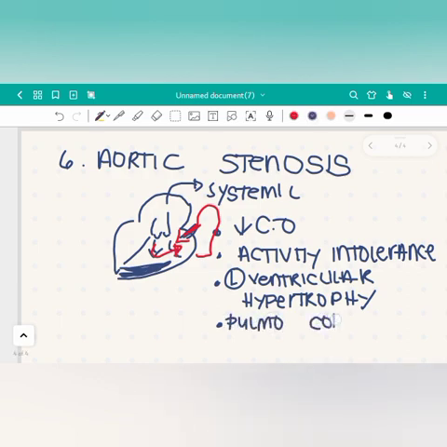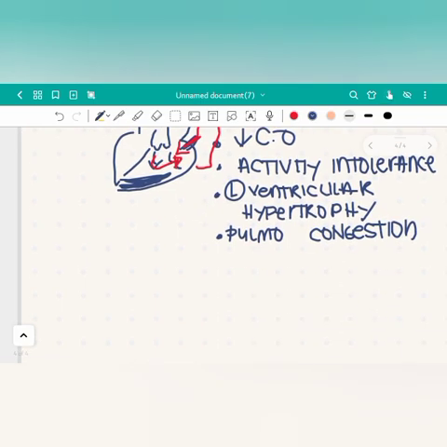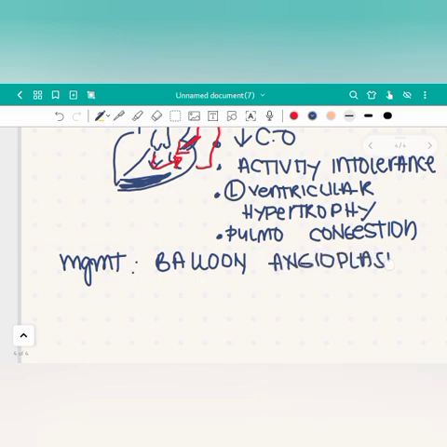So for the management, same with the pulmonic stenosis, ginagawa ng balloon angioplasty or valvuloplasty to open yung stenosis. So the last one is the coarctation of aorta.